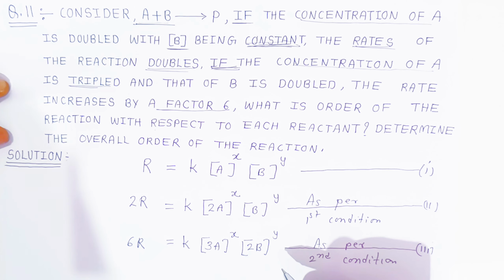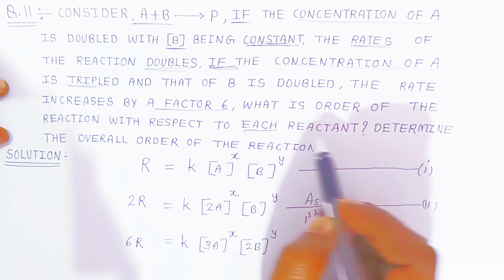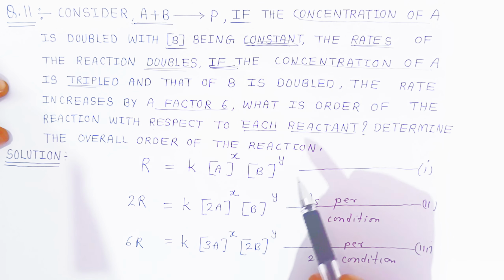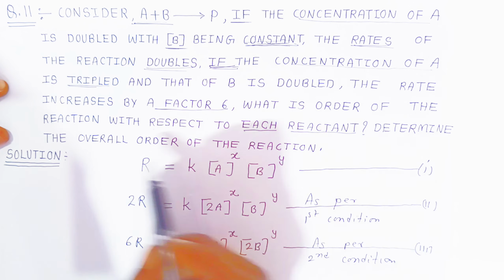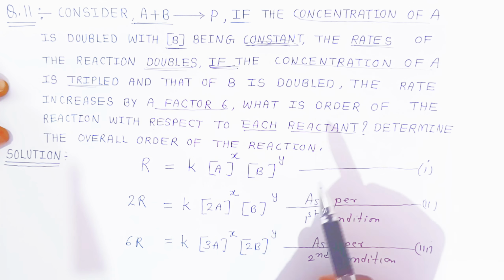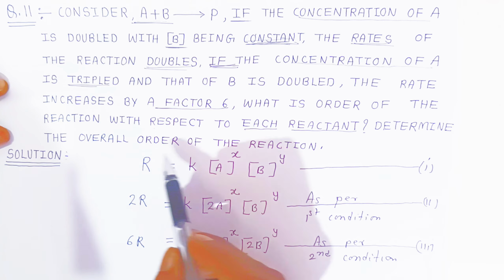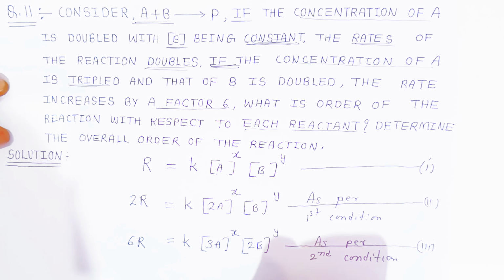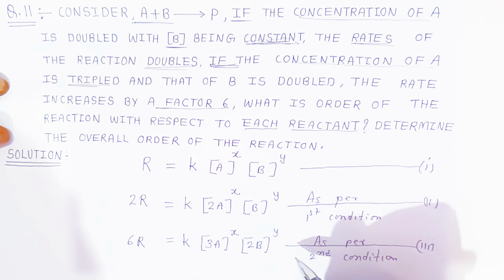Now students, what is the order of the reaction with respect to each reactant? Here, how many reactants are involved? Two reactants A and B. So you have to find the order of each reactant, and after finding the order, you have to determine the overall order of the reaction. For that you have to add the order of each reactant. Now these three equations you have got students. This is your general equation. These two equations are as per the conditions in your question.